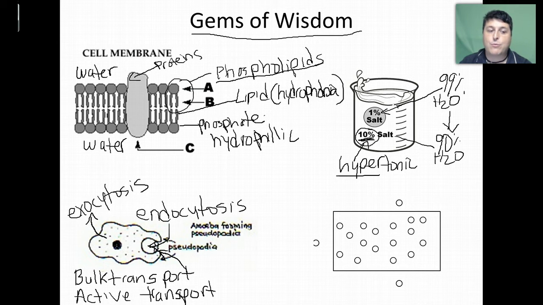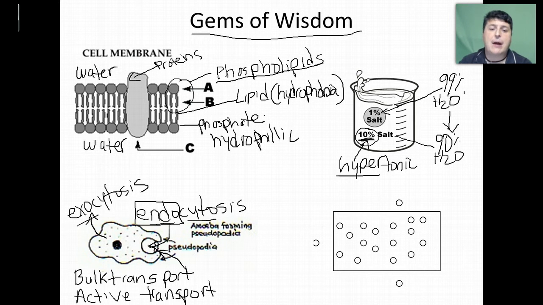So those are some words that you'll definitely want to add. And of course, to remember which is which: endo means going inside. Cyto means cell, inside the cell. And exo, that means we're going to leave the cell.